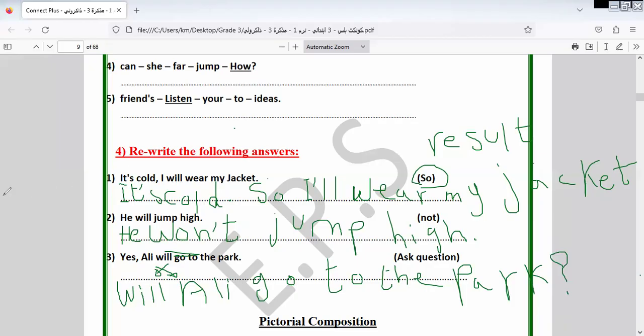Okay, I think now we know how to use the conjunctions, and this question is easy to write and to do in the exam. Okay, it's not difficult.